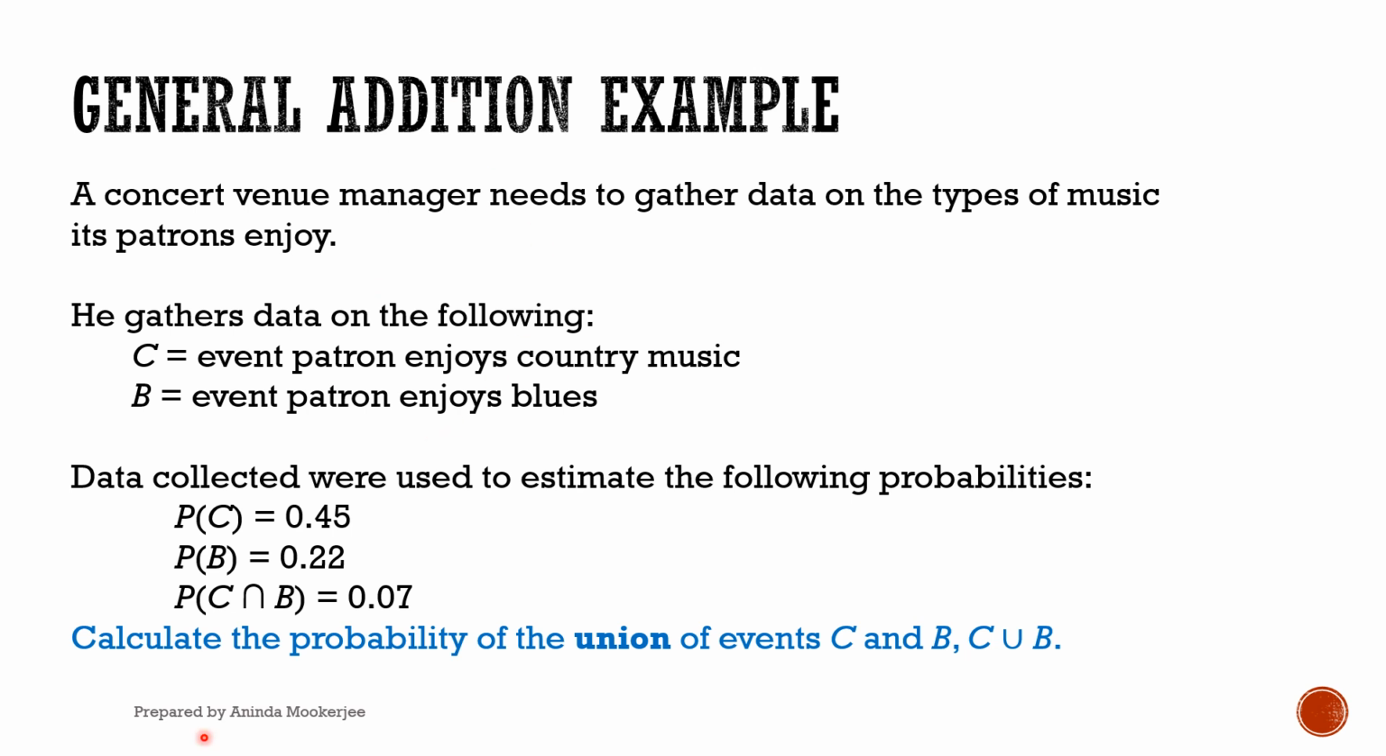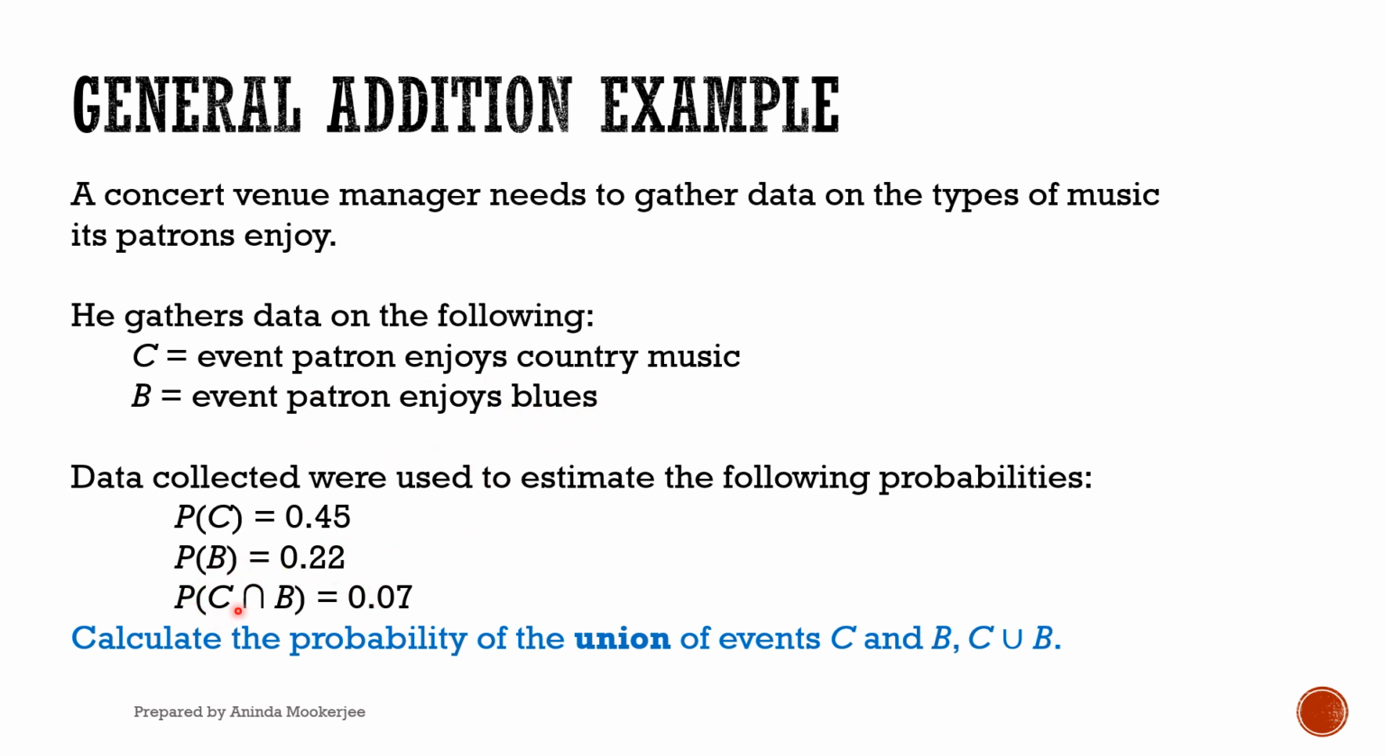Now this is the last example in this lecture on the general addition rule. It says a concert venue manager needs to gather data on the types of music its patrons enjoy. He gathers data on the following. Event C is the event that a patron enjoys country music, and B is the event a patron enjoys blues. And then data collected were used to estimate the following probabilities. Probability of C equals 0.45, and probability of B, that means the event that a person enjoys blues, is 0.22.